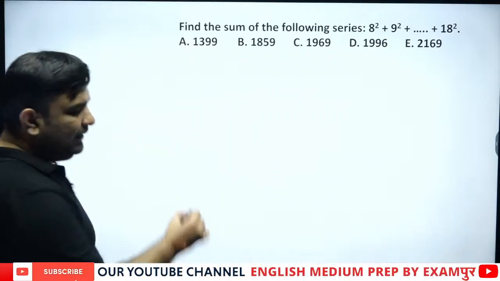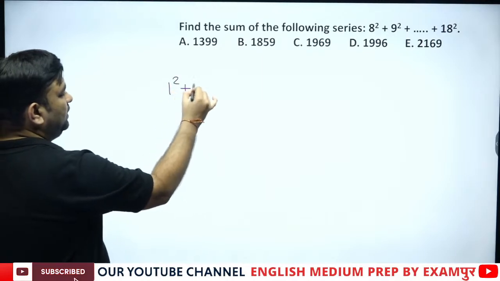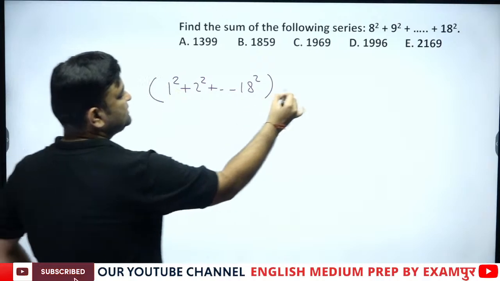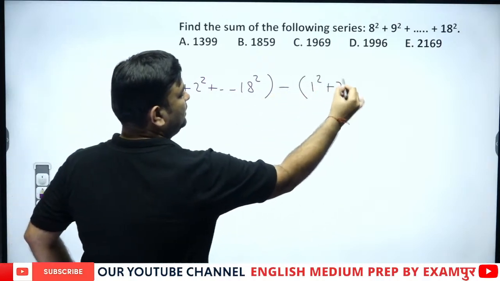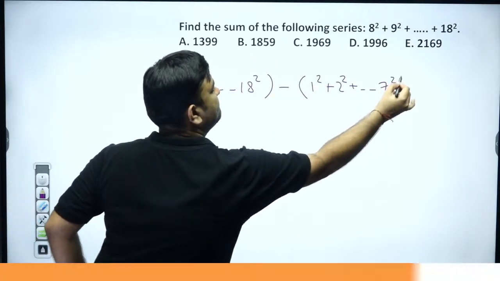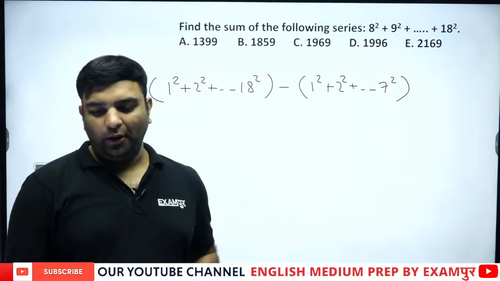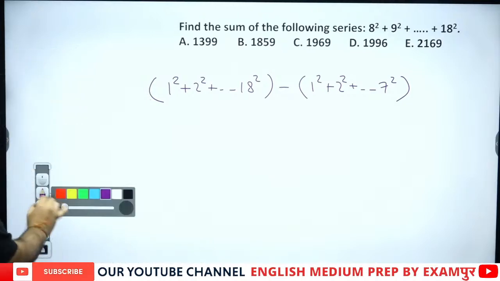It's 1 square till 18 square minus 1 square till 7 square. The pen is working well over the PPT, but not that well over the notes.